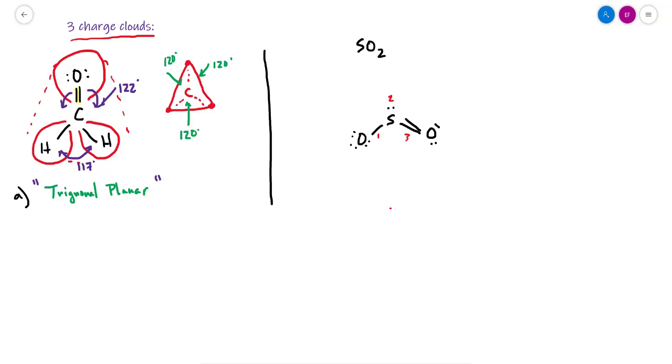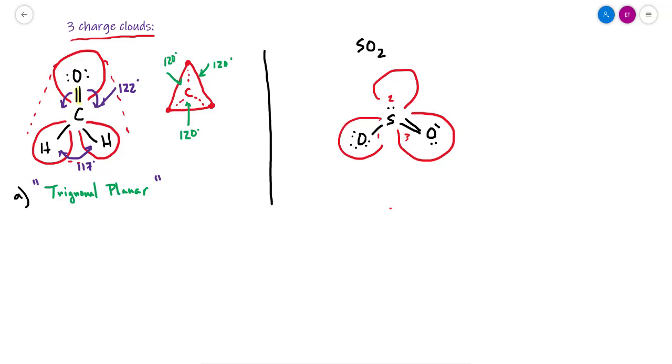So 3 charge clouds, but only 2 bonds. And so that gives it a unique structure because even though this is causing distortion, it's not actually a third bond, so it's not going to form the same sort of trigonal planar structure.